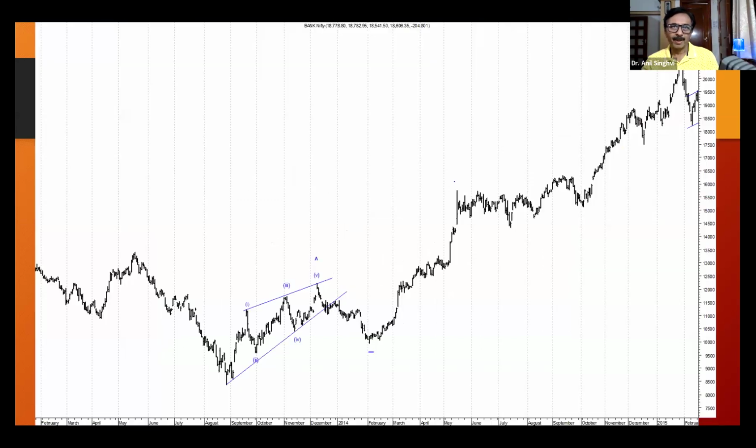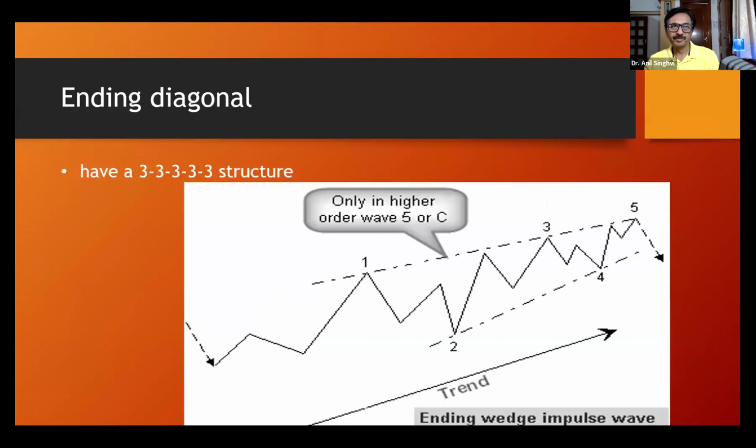Now this is a real-time chart of Bank Nifty. Now Bank Nifty, you can see, started off the move with a very nice leading diagonal, which is there on the left side of the chart. And then there was a wave 2, and then wave 3 just took off and never looked back. So this is a classical leading diagonal.